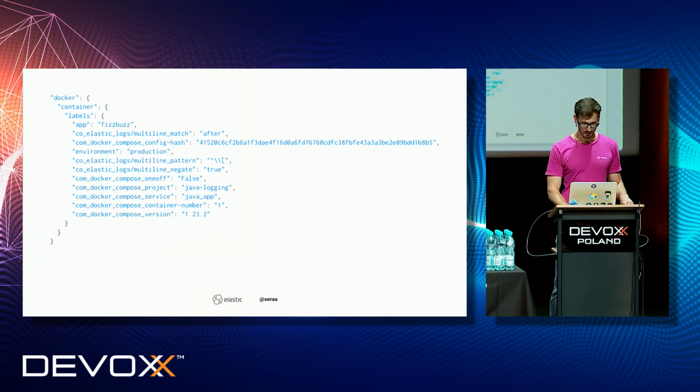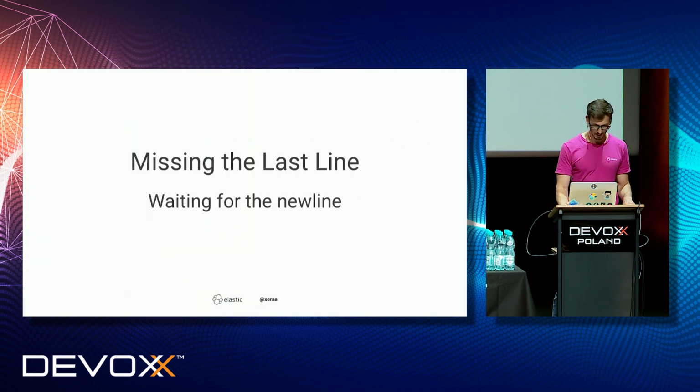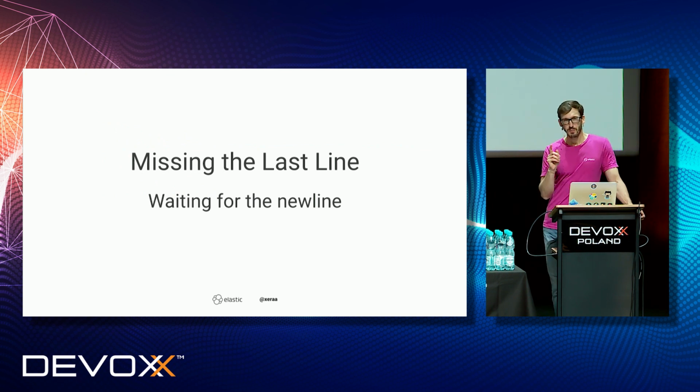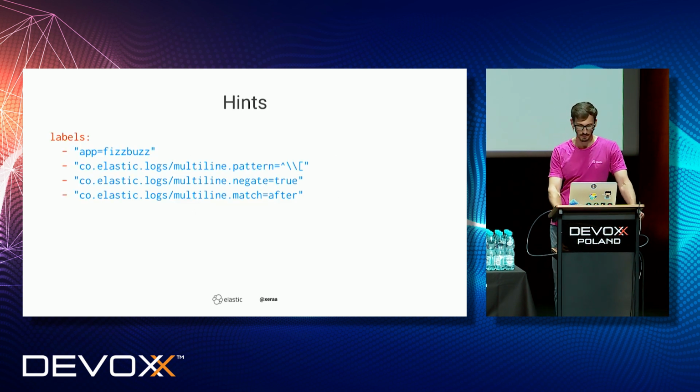Also, one thing that is very nice here, this is the output that you get. Sometimes you miss the very last line because Docker logs don't always add a newline at the very last line, whereas Logback does that. And then we wait for a new line until we collect the line, because otherwise we're never sure if the line is finished or if something will come after that. So sometimes you might miss one line in a log event.